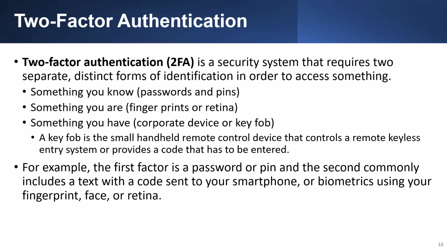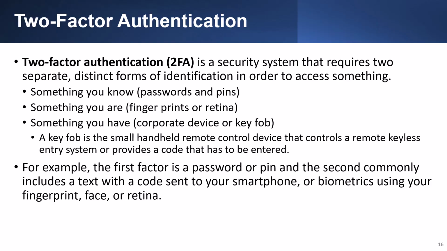Two-factor authentication, or TFA, is a security system that requires two separate, distinct forms of identification in order to access something. It is based on something you know, such as passwords and PINs, something you are, such as fingerprints or retina scans, and something you have, such as a corporate device or key fob. A key fob is a small handheld remote control device that controls a remote keyless entry system or provides a code that has to be entered.